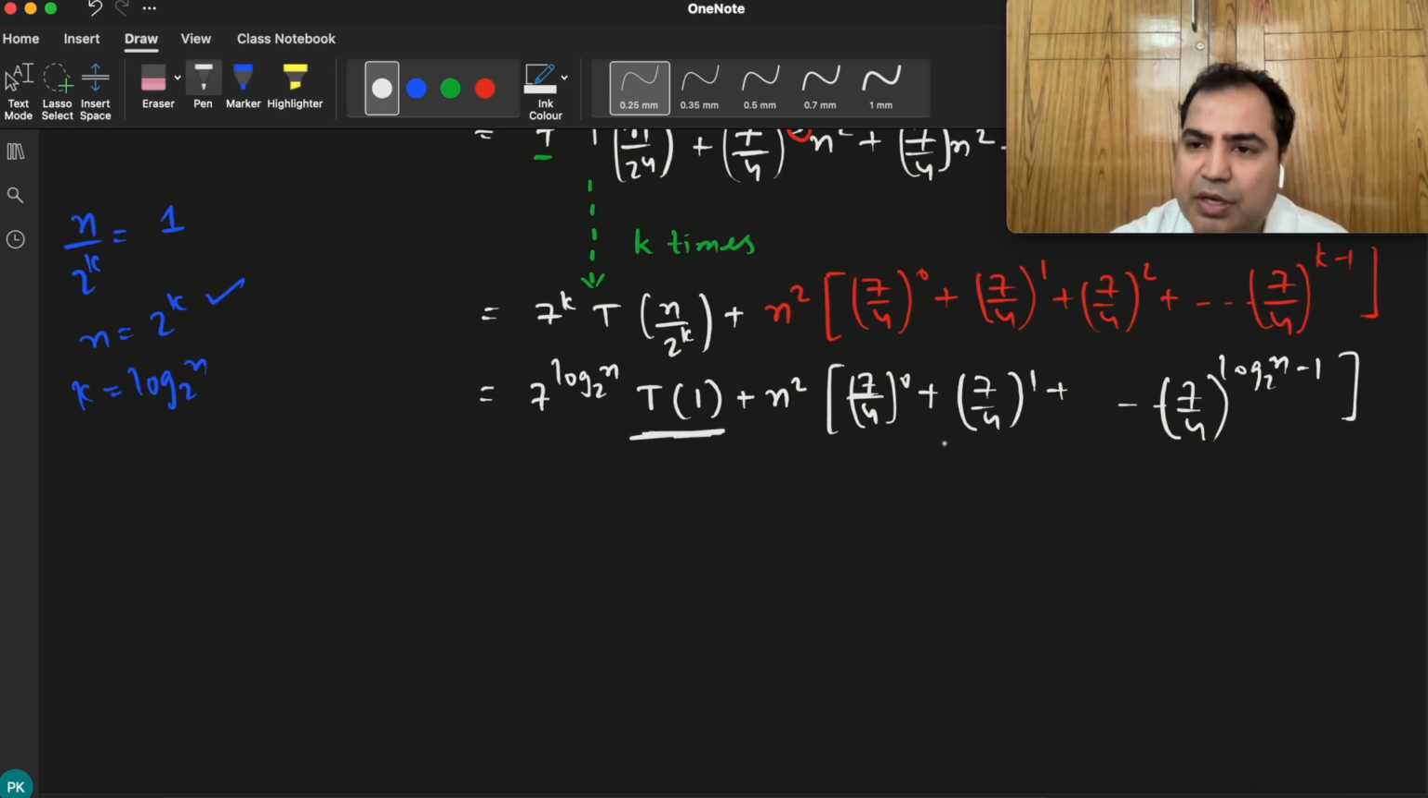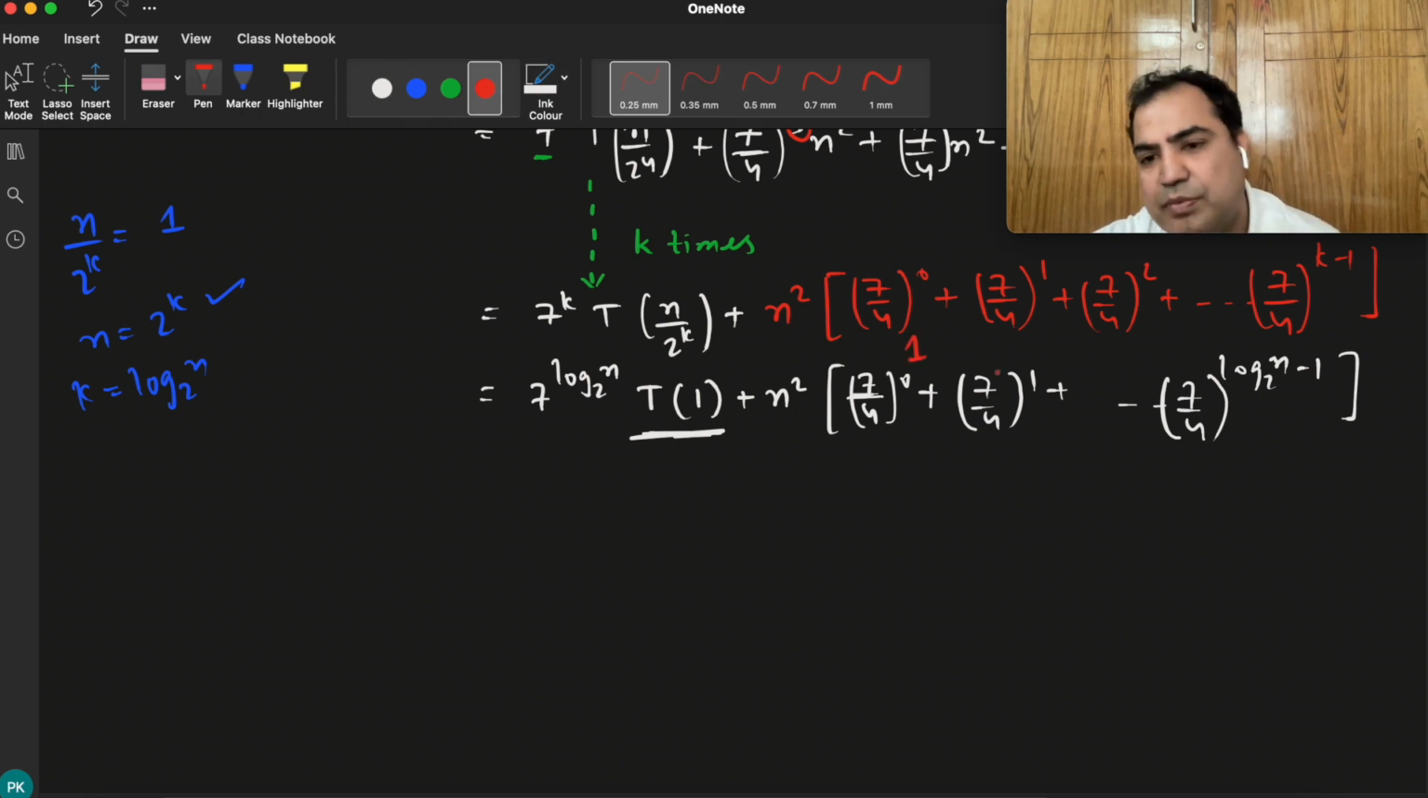7 by 4 means everything is getting multiplied by 7 by 4. The first term is 1 only, right? So this is 1 plus 7 by 4, plus 7 by 4 whole square, right? So it means multiplying by 7 by 4.